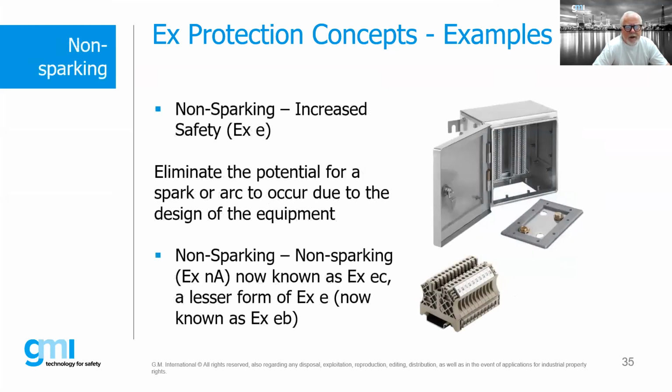Increased safety is considered to be non-sparking. So if we have no sparking going on inside of an enclosure, then the enclosure doesn't need to be flame-proof or contain an explosion. So that's an example of using increased safety terminals. And we have certain creepage and clearance requirements that we have to abide with regards to doing this. One thing that has changed, if you're familiar with the old EXN standards, many of those have actually disappeared. For example, EXNA is now called EXEC, and that information is now in 60079-7, which is the increased safety standard.